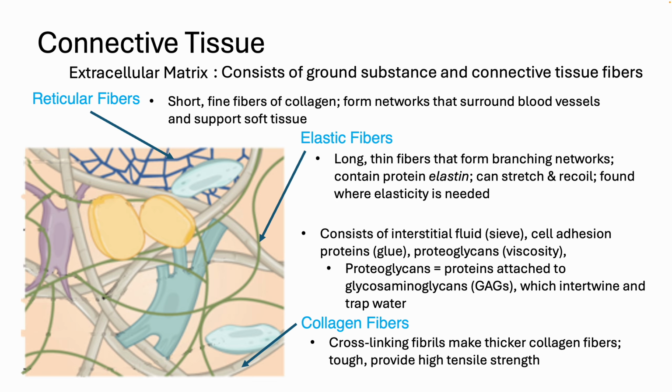There are the elastic fibers, which are going to be long, thin fibers that form branching networks. They contain the protein elastin and can stretch and recoil. You find these more prevalent in places where elasticity is needed. And then the ground substance is going to be the interstitial fluid, as well as the cell adhesion proteins and the proteoglycans. So a proteoglycan is a protein that's attached to a glycosaminoglycan. The proteoglycans then are going to help to intertwine and trap water within the tissues.